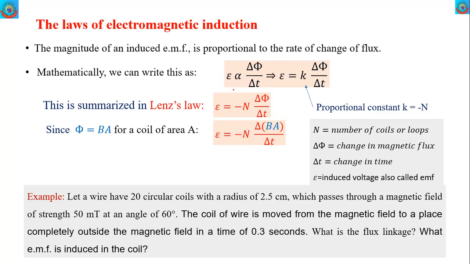This is called induced electromagnetic force. It is proportional to the rate of change of flux, and the proportionality constant is taken as k. So that k we represent by minus N, which is E equals minus N dΦ/dt. Magnetic flux means magnetic field strength times area, so we arrange it like this: it is the change in B times A over the change in time, times minus N.